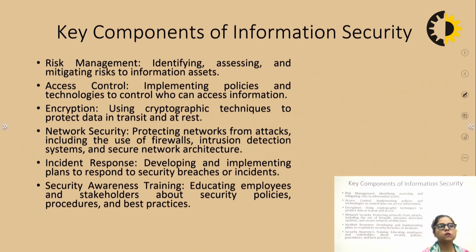Risk management is basically identifying, assessing, and mitigating risk to information assets. Access control is basically implementing policies and technology to control who can access information. Encryption is basically two-part, like encryption and decryption. First, I want to send some data. We use two types of keys, public key and private key, in encryption and decryption. Public key is known to everybody and private key is private to me only. This key is particularly used by me only.